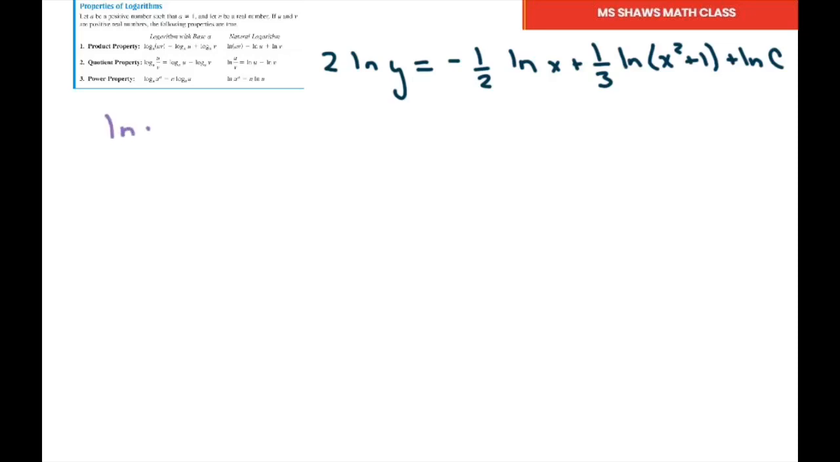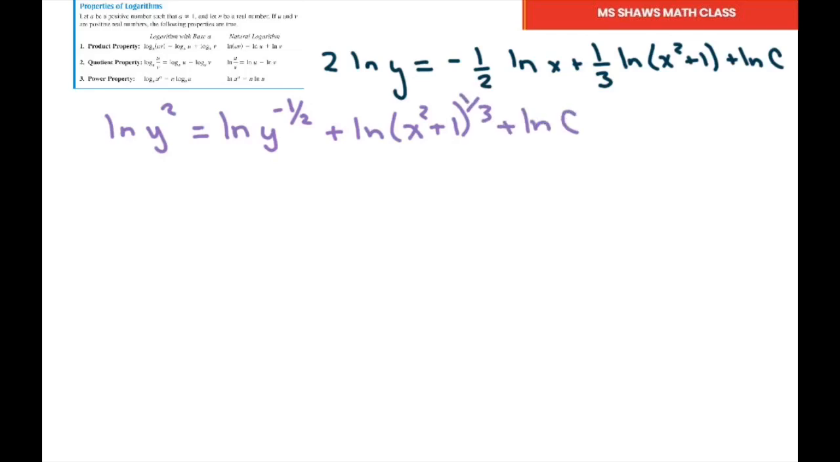So ln of y squared equals ln of x to negative 1/2 plus ln of x squared plus 1 to the 1/3, plus ln of c. Now what we want to do, for this negative 1/2, I'm going to go ahead and keep the negative portion out front right here. It's just going to make it easier.